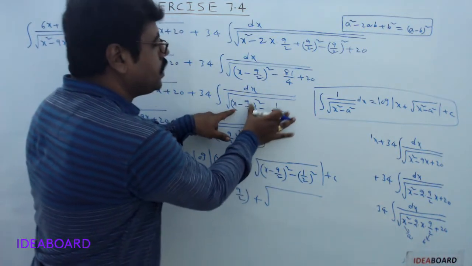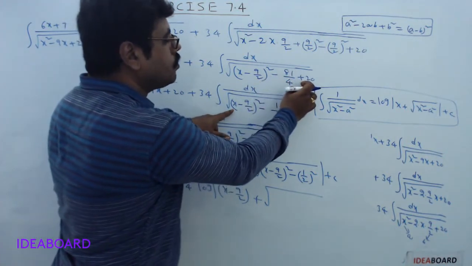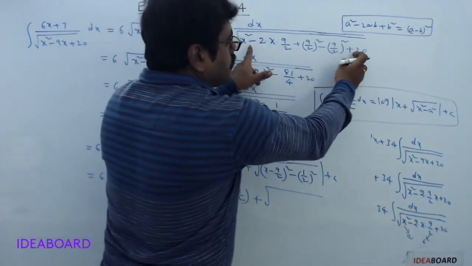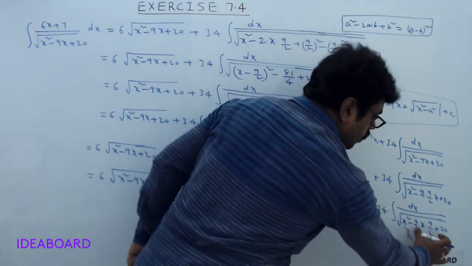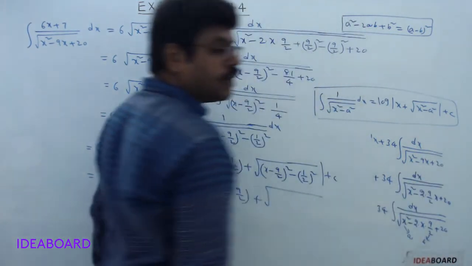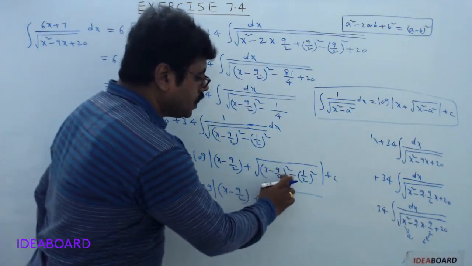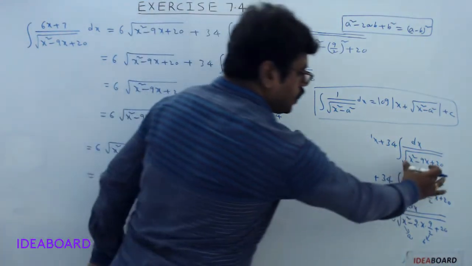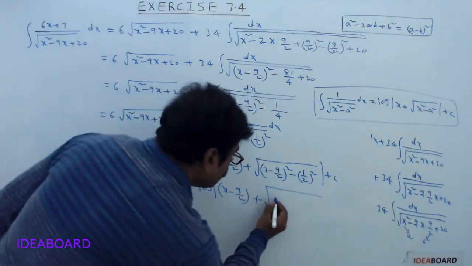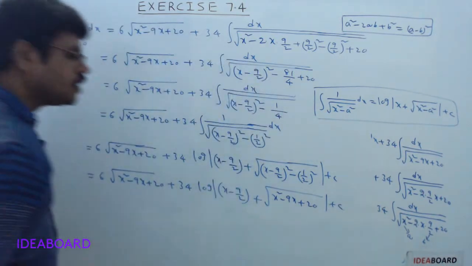Now this expression can be taken as x minus 9 by 2 whole square minus 81 by 4 plus 20. Now this expression equals this one. This expression is same as this one. By simplifying this one, you are getting x square minus 9x plus 20. So instead of x minus 9 by 2 whole square minus 1 by 2 whole square, it can be taken as x square minus 9x plus 20. So x square minus 9x plus 20 plus a constant c.